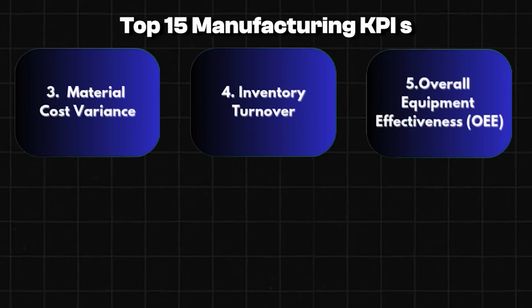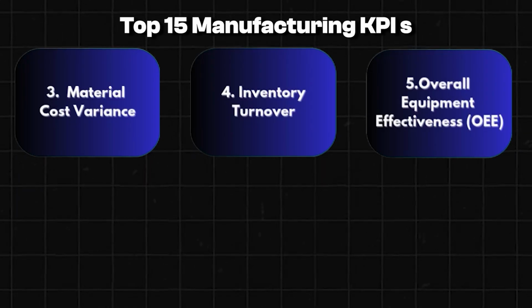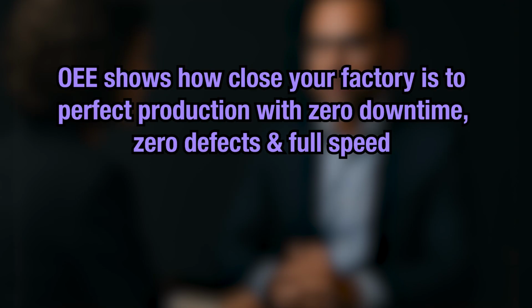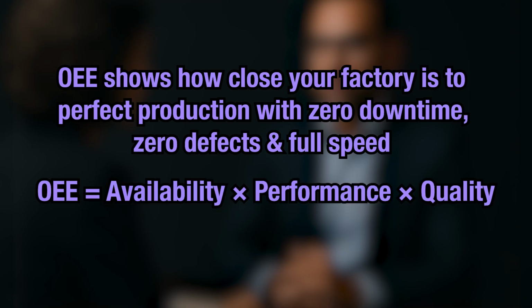Now, next, let us talk about your machinery and whether they are performing at their best. Manufacturing KPI number five is the overall equipment effectiveness, or OEE. It is the holy grail of manufacturing performance. It is calculated as availability times performance times quality. It shows how close your factory is to perfect production with zero downtime, zero defects, and full speed.